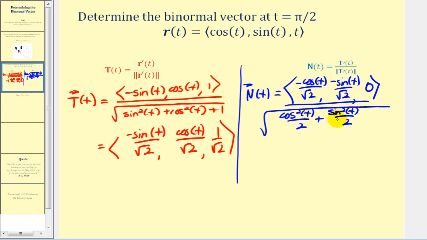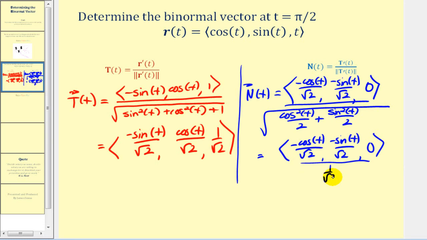Let's take a look at this radical a little more closely. We already have a common denominator, so we're going to have cosine squared t plus sine squared t all over 2. That's going to give us 1 over 2, or 1/2. This is going to end up being the square root of 1/2, which is the same as 1 over the square root of 2. Let's simplify this one more time. This is going to simplify nicely.